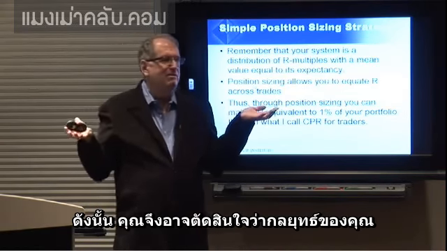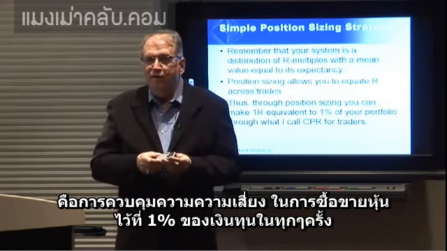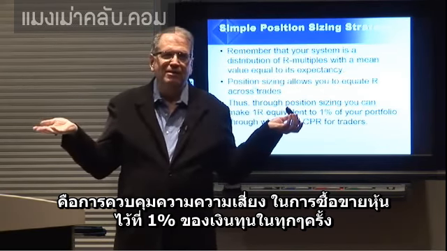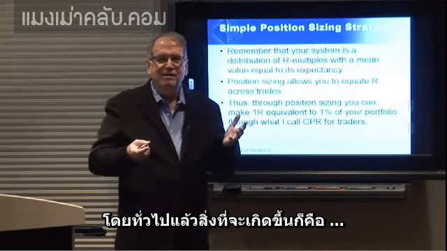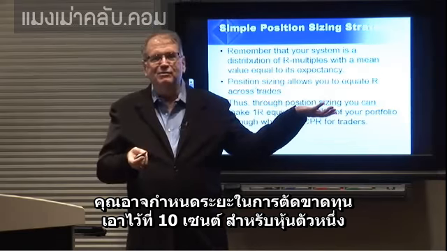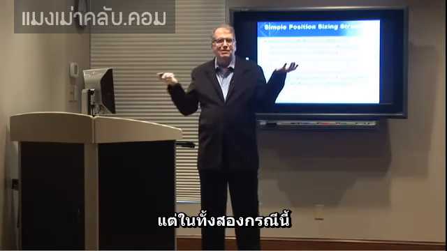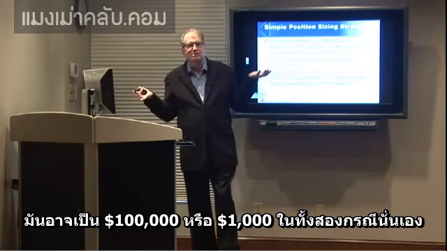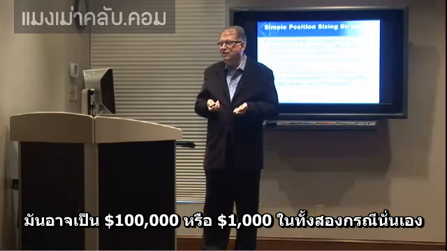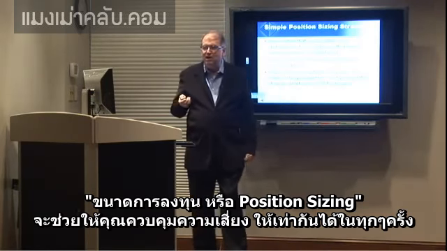So you decide your strategy might be to risk 1% of your portfolio on every position. Your stop might be 10 cents with one stock, it might be $5 with another, but in both cases you're going to risk 1% of your portfolio, which on $100,000 is $1,000. So through position sizing, you equate R.